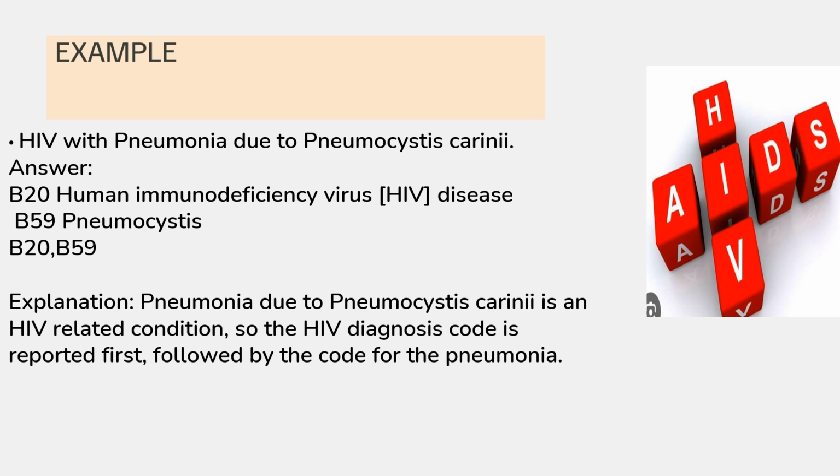So the HIV diagnosis code is reported first, followed by the code for the pneumonia. And in this case, what is the code I have written? B20, because now he has developed one disease related to the HIV. That means he is now B20. Now we cannot write Z21 for this patient.